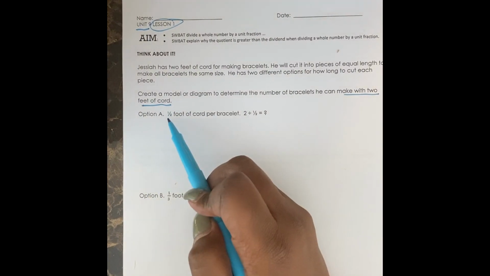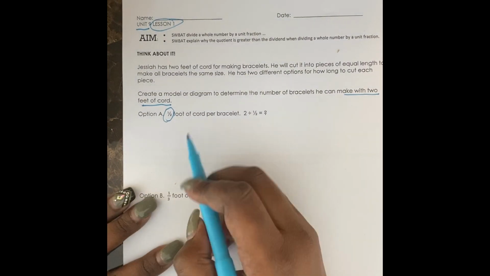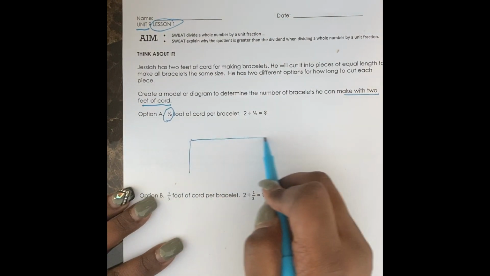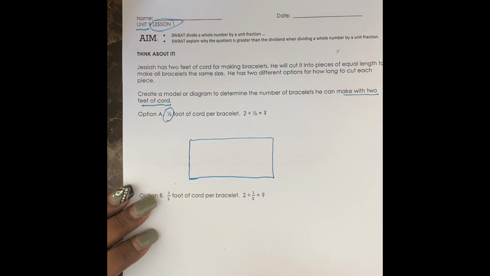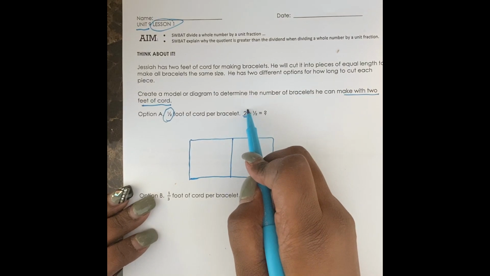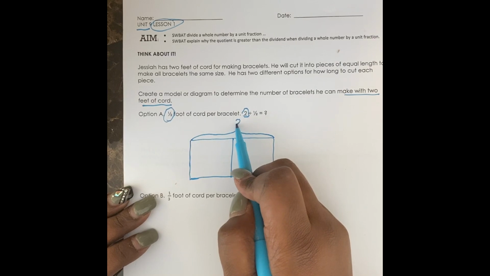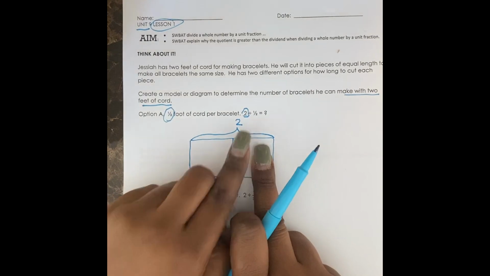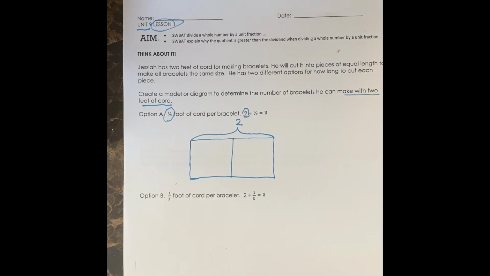Option A, 1/2 foot of cord per bracelet, which they give us an expression is the same as 2 divided by 1/2. So we are just going to simply draw a model. As always, starting with the base of our model, we are going to cut this model into our whole number of 2 pieces. Of course, our model needs to have a label. We have 2 pieces representing our whole number in our expression.